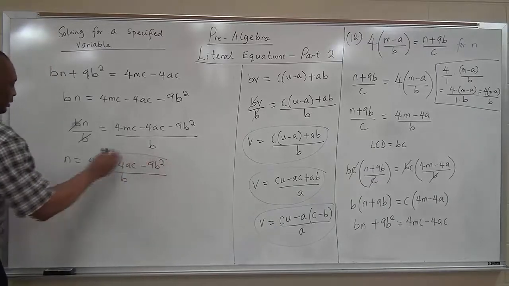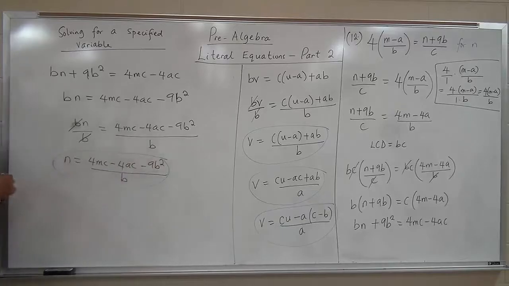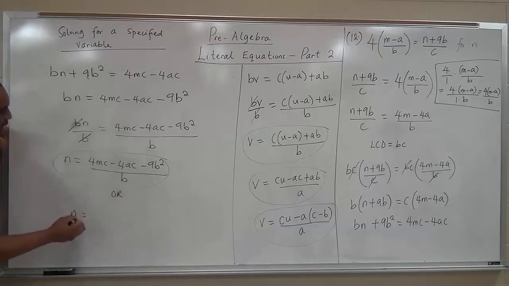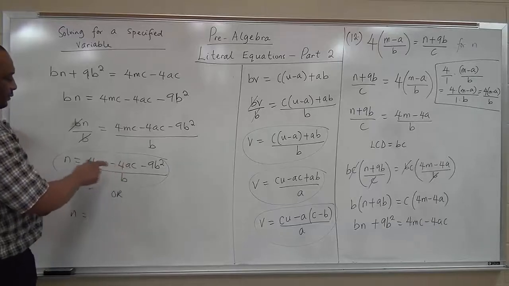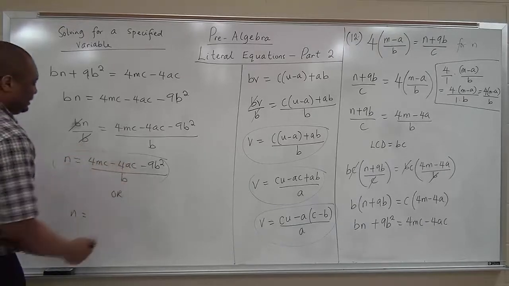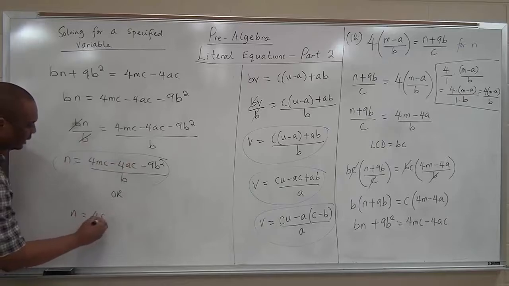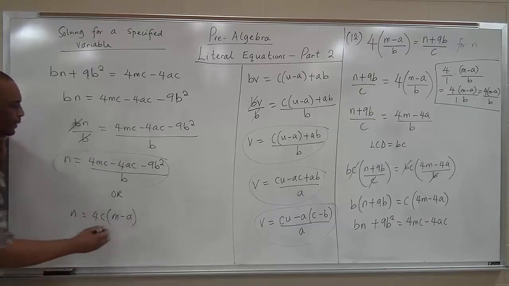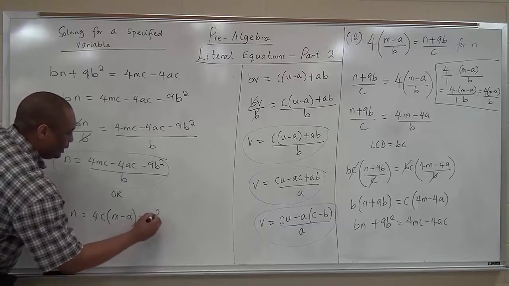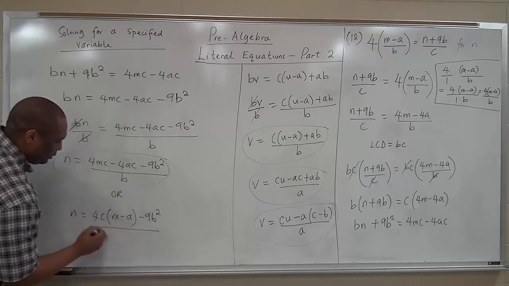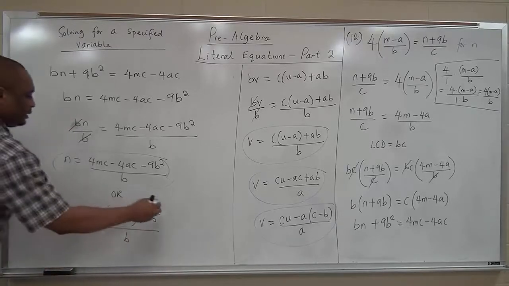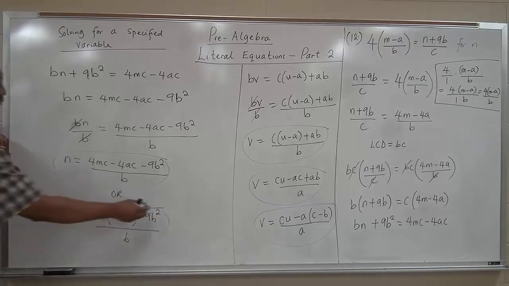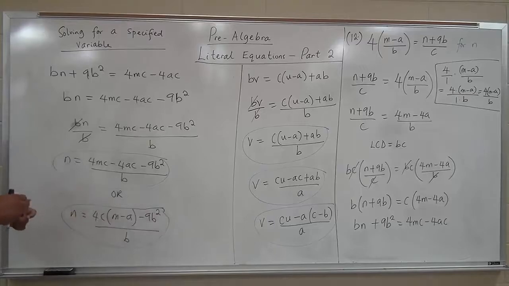This becomes your answer. Or, if you still want to play with mathematics, you can have that n is, if you factor this side by the GCF, 4c(m minus a) minus 9b squared over b. This is still correct, if you want to.